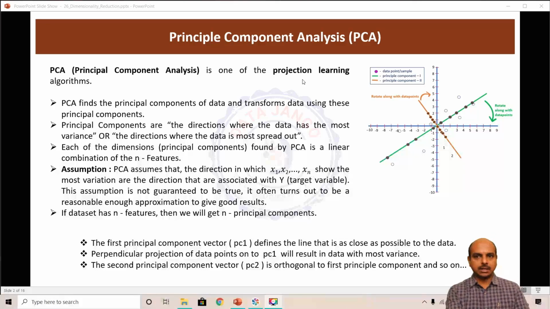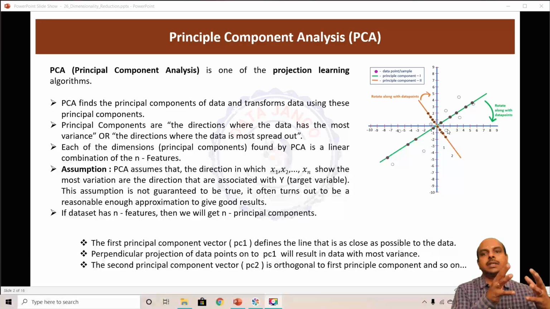The first point is that PCA is a projection learning algorithm. That means it projects our data points onto principal components and then finds out the transformed data which captures the essence of the data and which allows us to reduce the dimensionality.